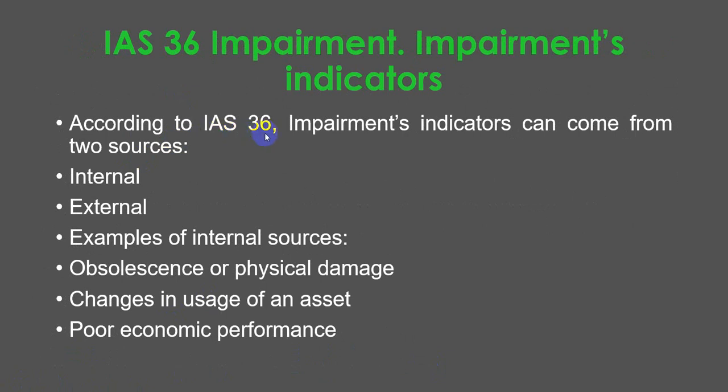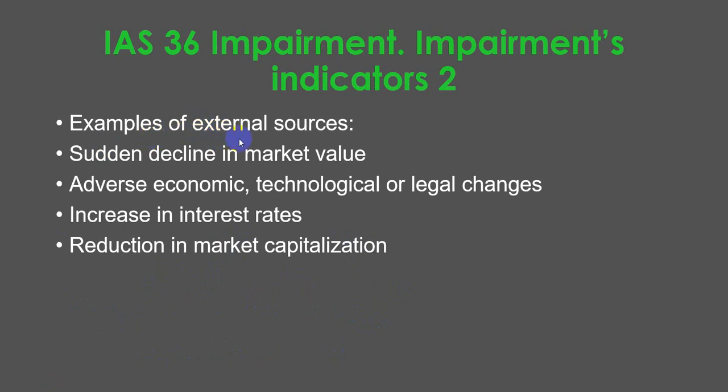According to IAS 36, impairment indicators can come from two sources, internal or external. Examples of internal sources are obsolescence or physical damage, changes in usage of an asset, poor economic performance. Examples of external sources: sudden decline in market value, adverse economic, technological, or legal changes, increase in interest rates, reduction in market capitalization.